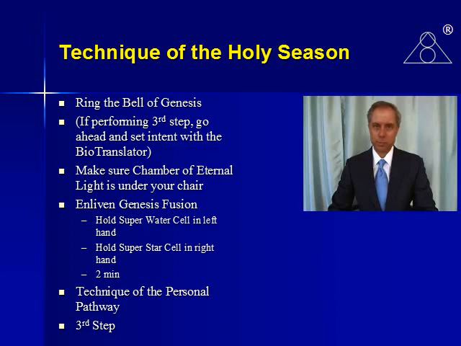At the end of 2 minutes, put the super water cell and super star cell away. Pick up the pendant of eternal light in your left hand, your personal bio-trinity in the right hand. You will now do the technique of the personal pathway. This is the nectar of life technique for the next 5 minutes. After that, if you do know the third step, go ahead and conduct the third step of the technique of the holy season. Pause the video playback at this time, and when you're done with the technique, go ahead and resume the video.